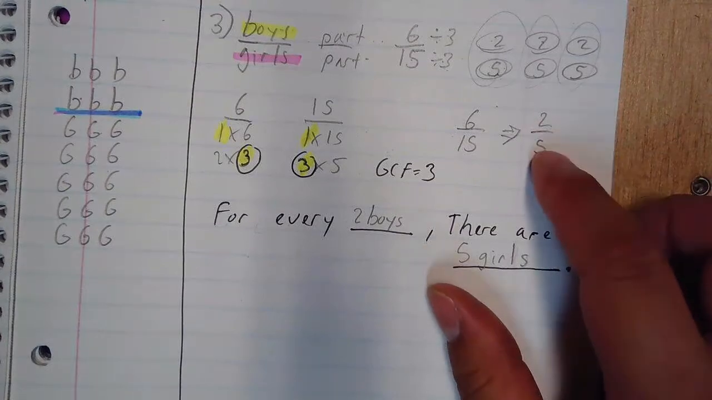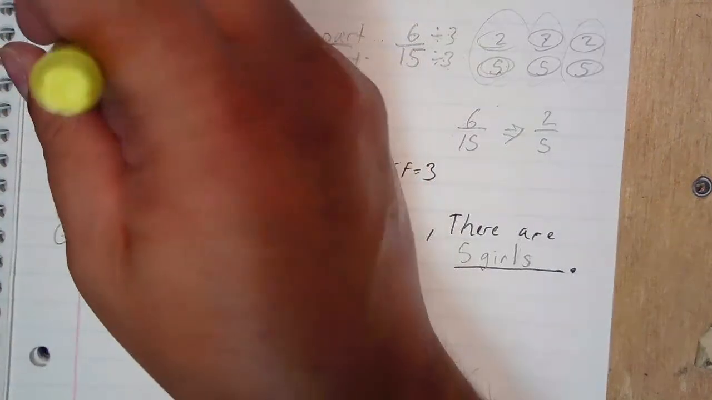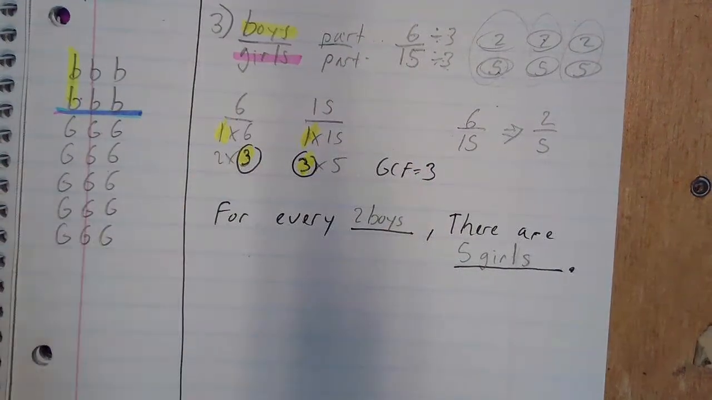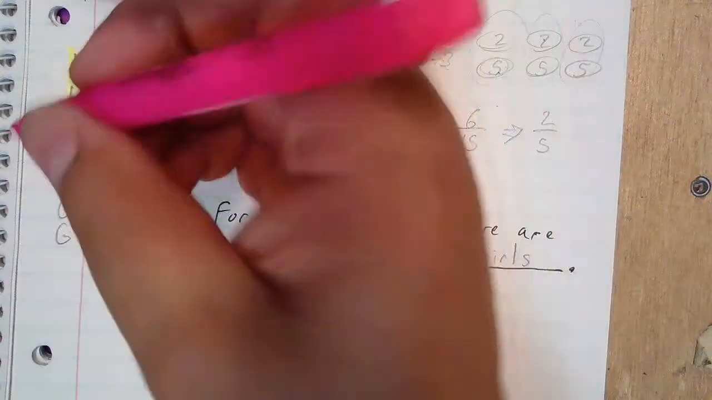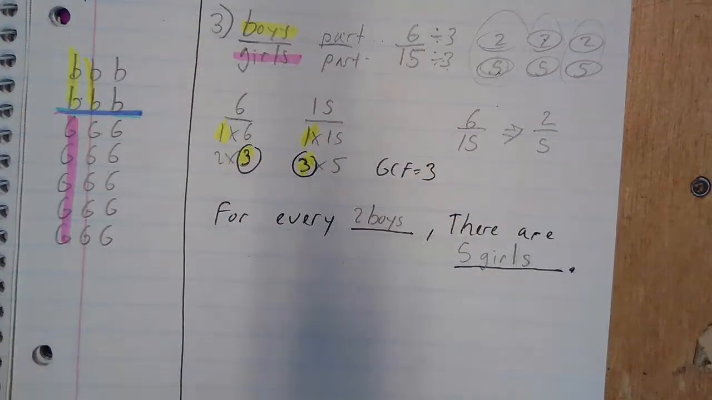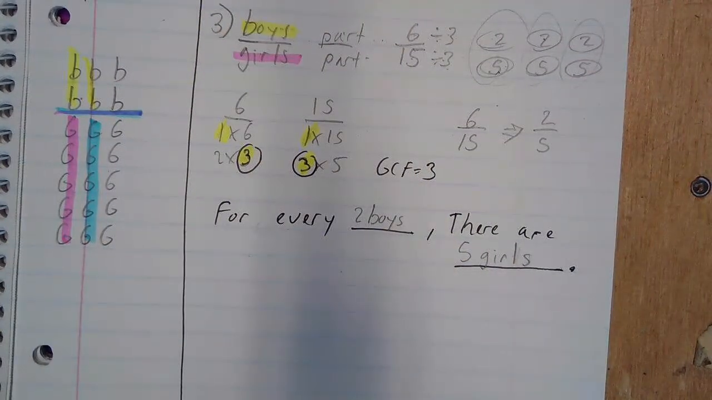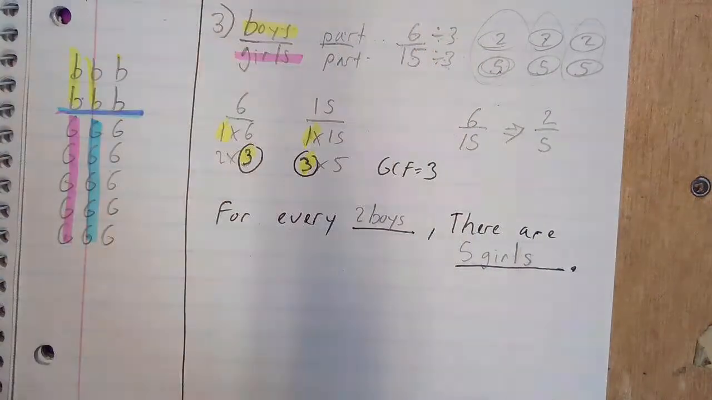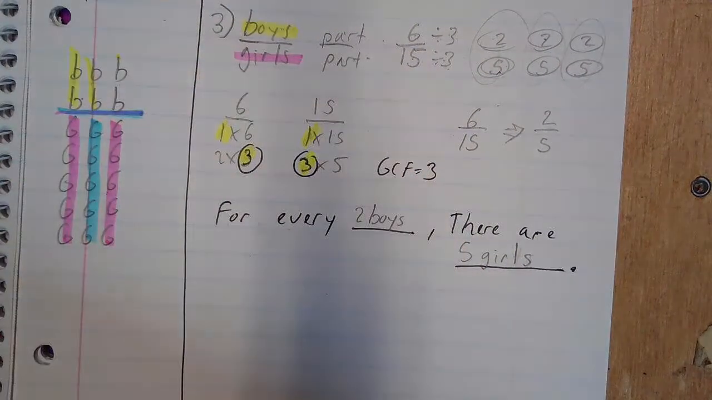You have 3 groups of this, right? Okay. 2 boys. Oop, wrong color. 5 girls. 2 boys. 5 girls. 2 boys. I used blue. I broke the pattern there, but you get the idea.